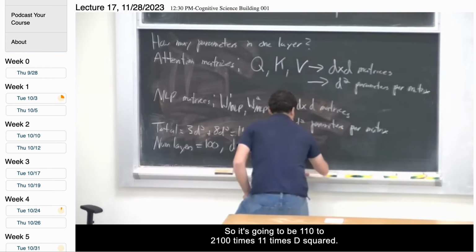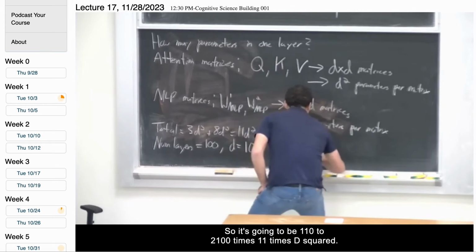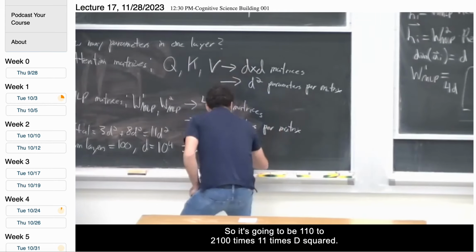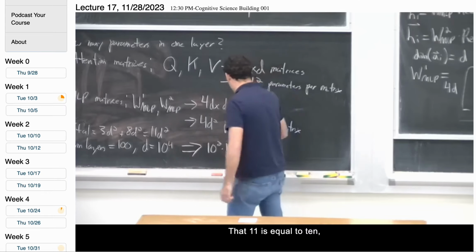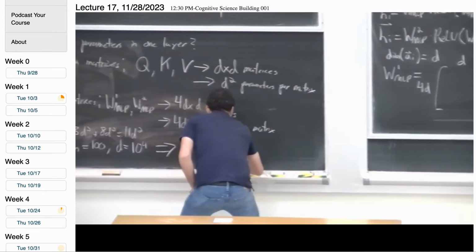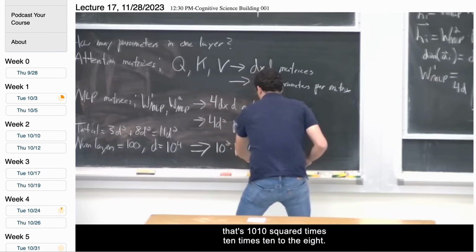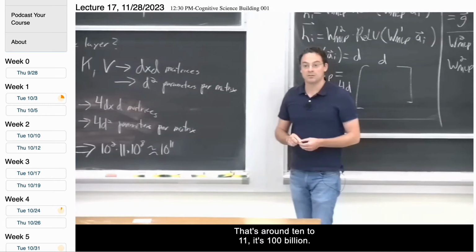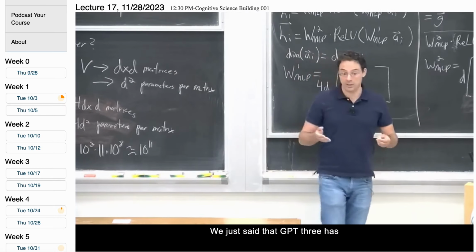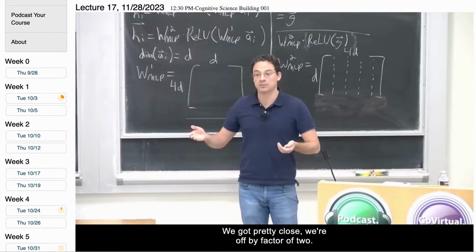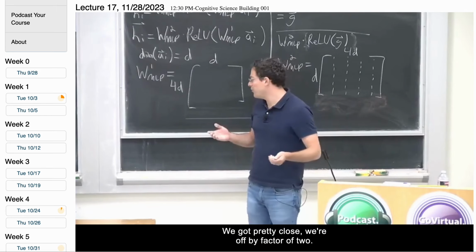So it's going to be 10 to the 2, 100 times 11 times D squared. D squared is 10 to the 8, and that 11 is about a 10. So that's 10 to the 2 times 10 times 10 to the 8. So it's around 10 to the 11, which is 100 billion. And we just said that GPT-3 has 175 billion parameters in it. So we got pretty close. We're off by a factor of 2.